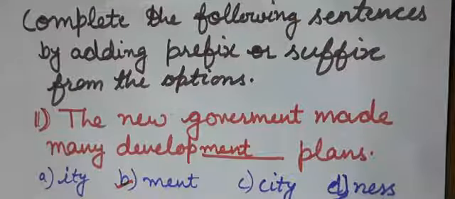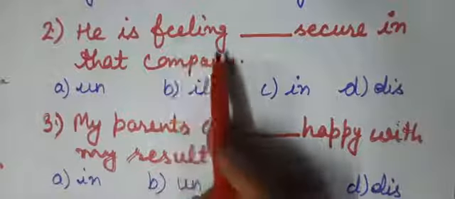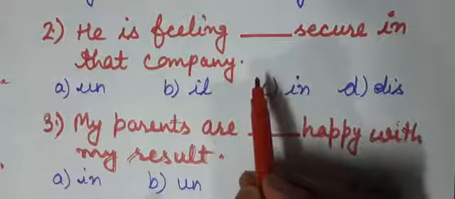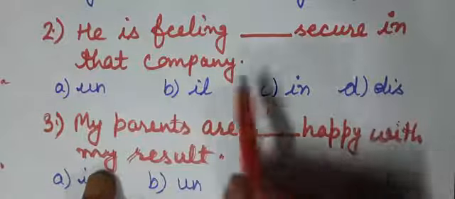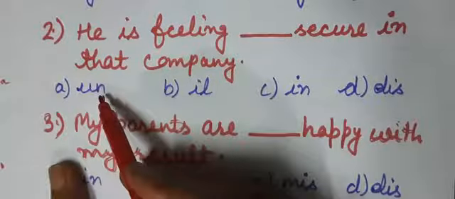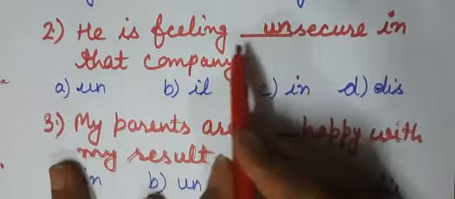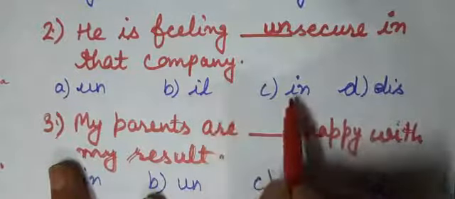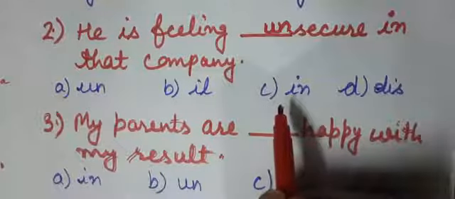Now let's proceed to the second part. He is feeling dash secure in that company. Here you can see that a few options are given after this sentence, and the first option will come: unsecure. He is feeling unsecure in the company. Ill-secure, insecure, dissecure. These are not the appropriate words.